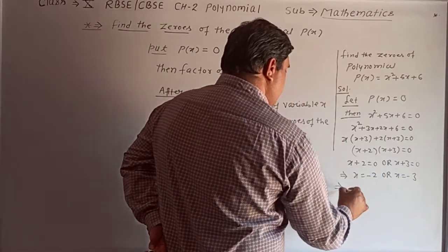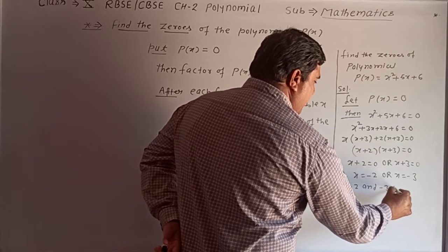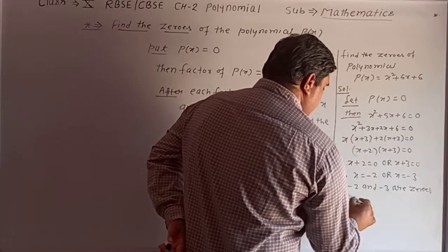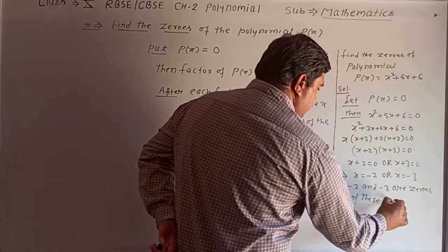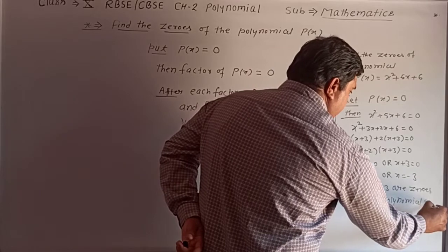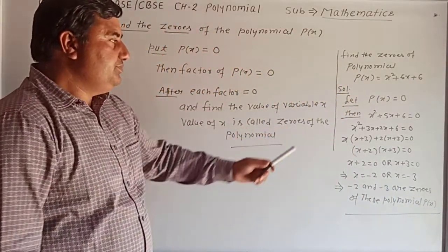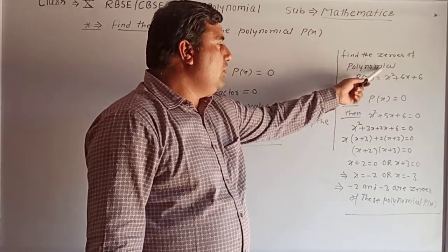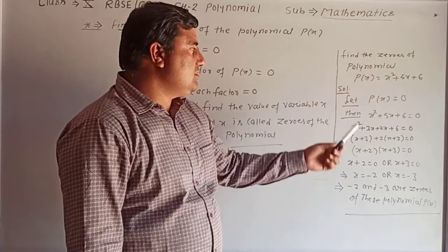So this implies that minus 2 and minus 3 are the zeros of this polynomial P(x). This is the factor method to find the zeros of the polynomial P(x) equals to x square plus 5x plus 6.